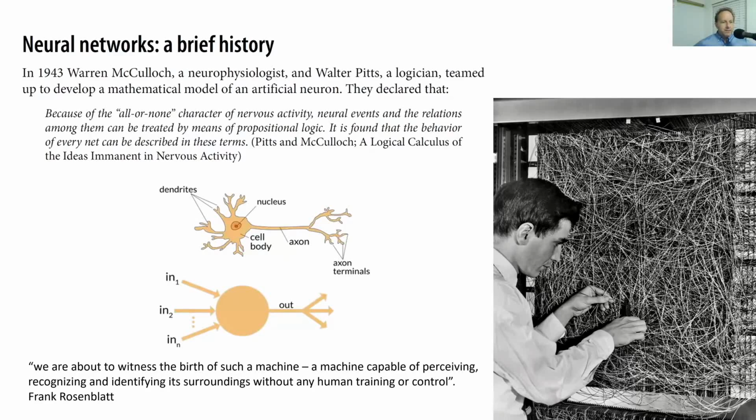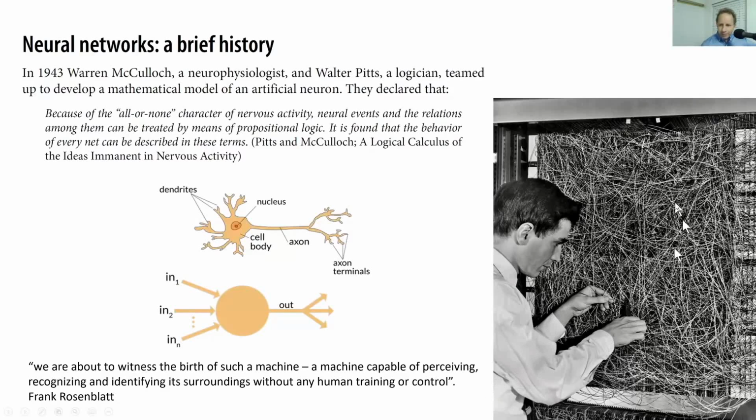And then in the 50s, Frank Rosenblatt built on top of that. He basically created some subtle changes to that mathematical model. And he thought that with these subtle changes, we could witness the birth of a machine that is capable of perceiving, recognizing, and identifying its surroundings without any human training or control. And he oversaw the building of this extraordinary thing, the Mark I perceptron at Cornell.